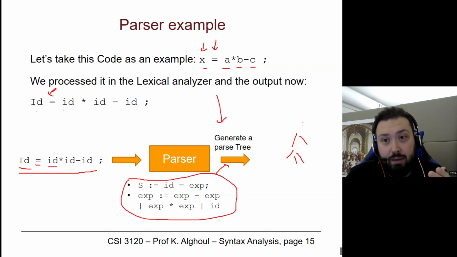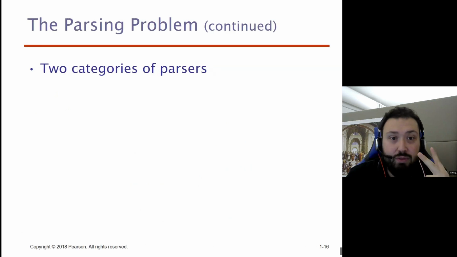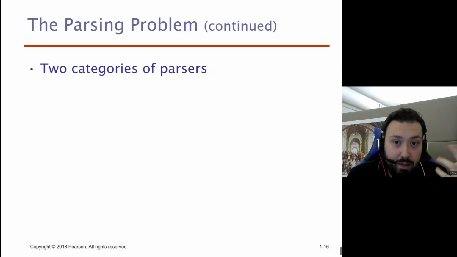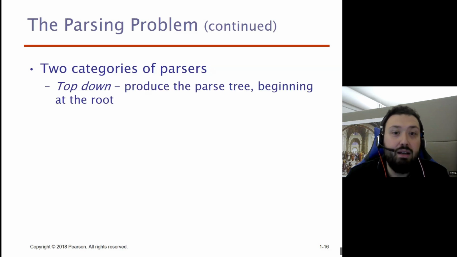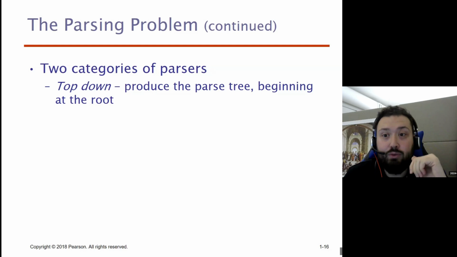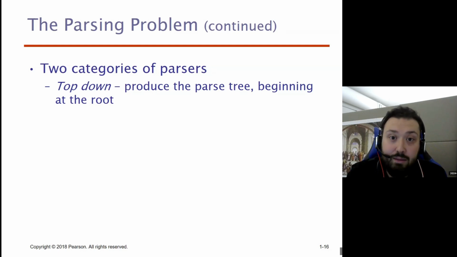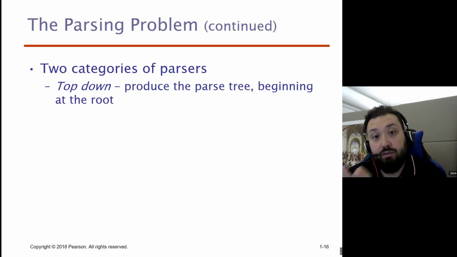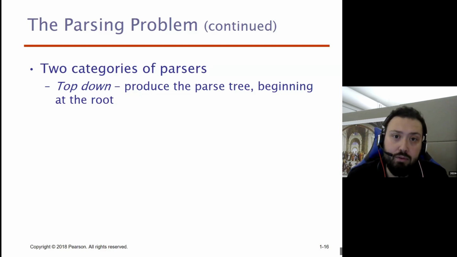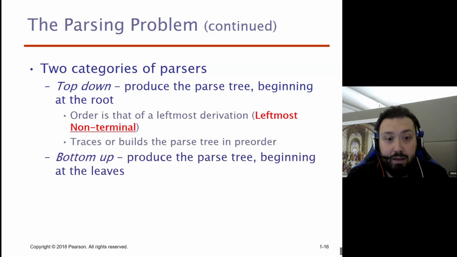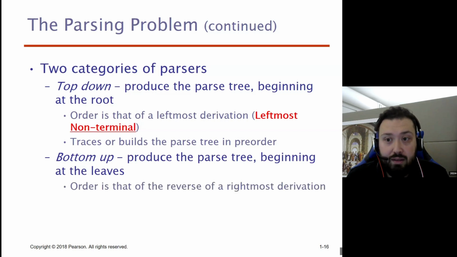So for parsing, there are two categories of parsers, right? We mentioned them last time: the top-down, which produces the parse tree beginning at the root. It will start with what? With the start symbol, which will be a non-terminal, right? And then it goes with leftmost derivation. The other one that we also covered is the bottom-up, which we're going to see is a reverse of the rightmost derivation. We're going to see them both.